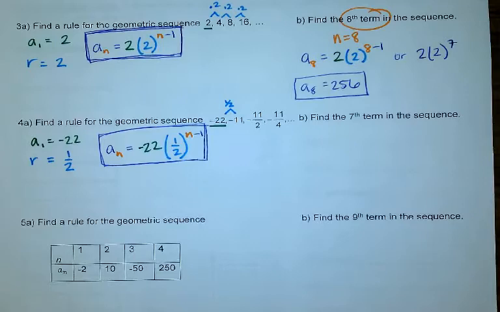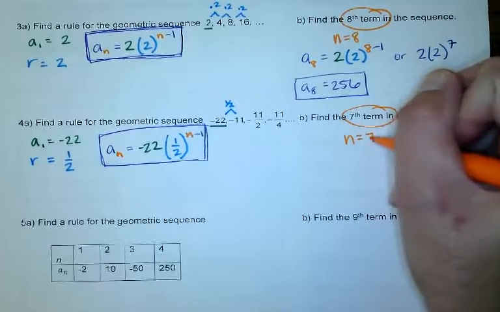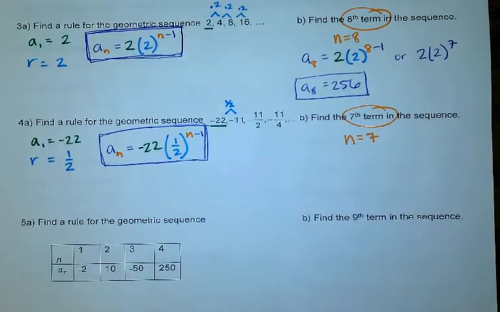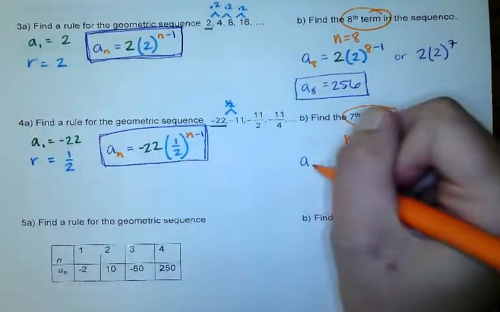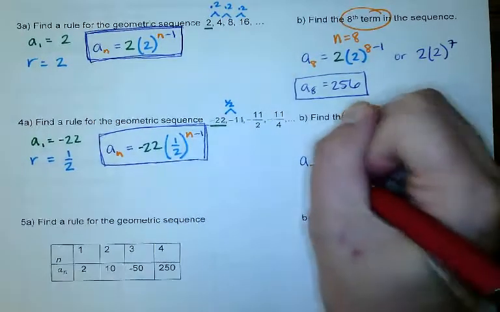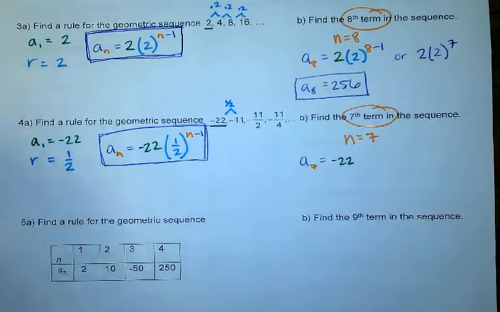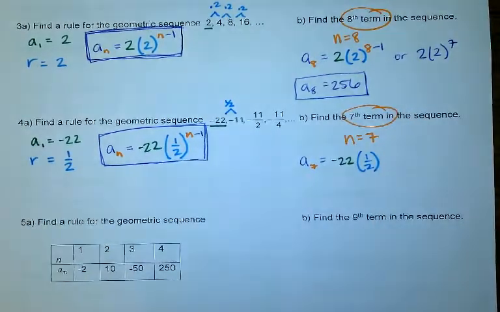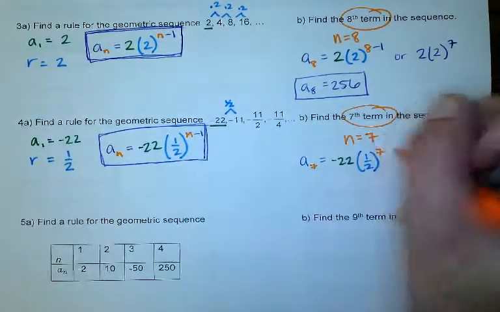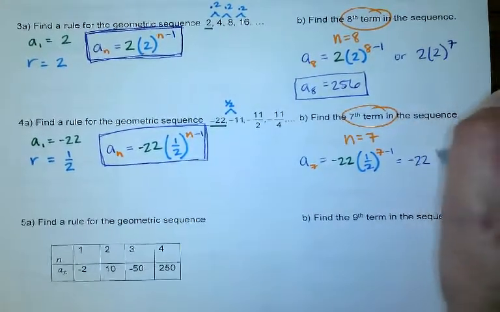I put my n equal to 7. So I would say, okay, well, a sub 7 is equal to negative 22, parentheses 1/2, and then I'm going to raise that up to the 7 minus 1. Okay? You could also write it as negative 22 times 1/2 raised to the 6th power. You could do it either way when you type it in.